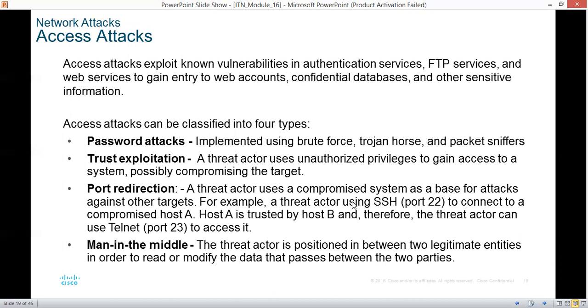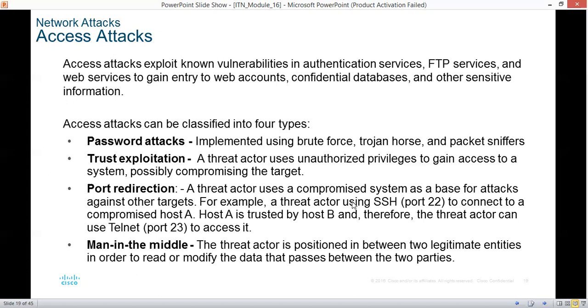So, access attacks. Access attacks exploit known vulnerabilities in authentication services, FTP services, and web services to gain entry to web accounts, confidential databases, and other sensitive information. The access attacks can be classified into 4 types. The first one is the password attack, which is implemented using brute force, Trojan horse, and packet sniffers.